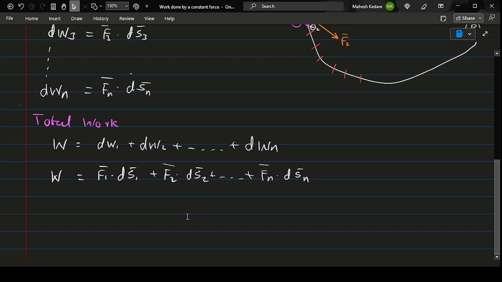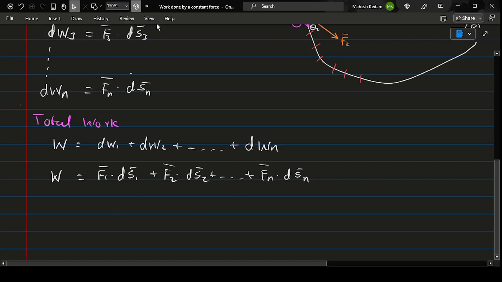Because if the displacement is large enough, there will be an appreciable change in the value of force, and treating it as constant and calculating the work will not give us a good approximation to the work. So the smaller the size of the displacement, the more effective is the approximation that the force remains constant, and closer will be the total work that we calculate to the true work.